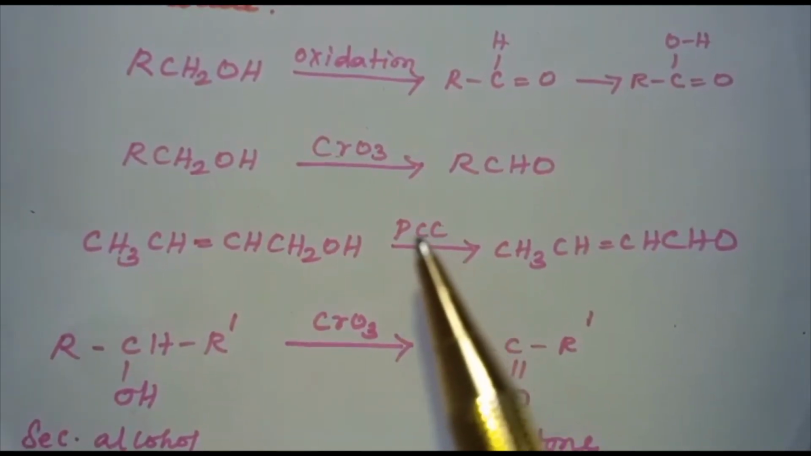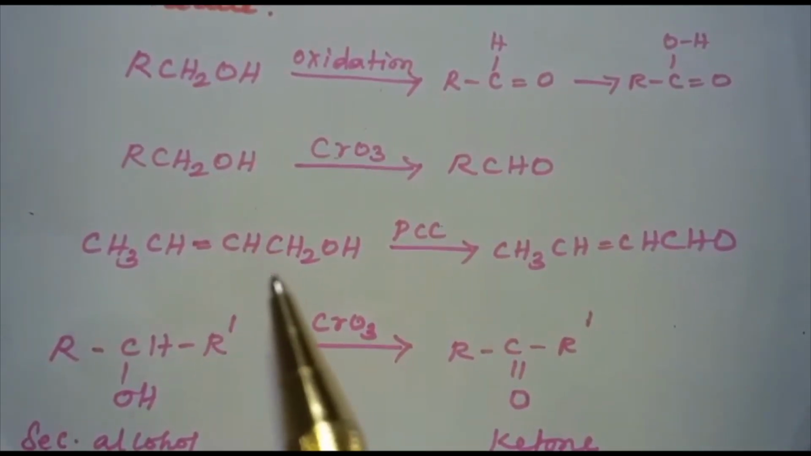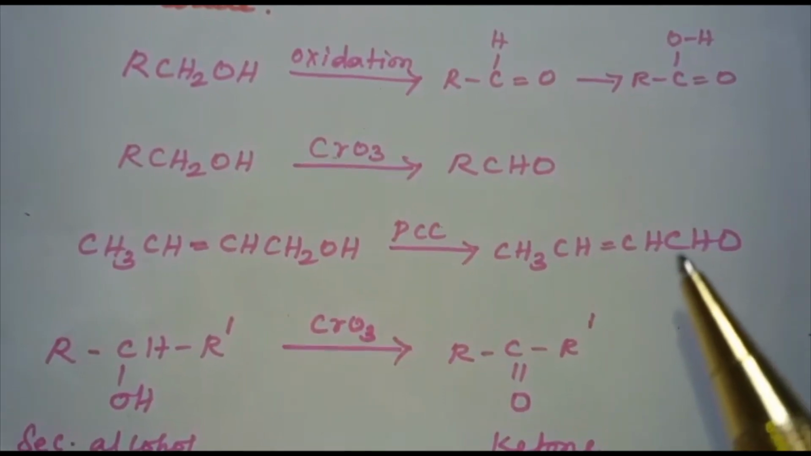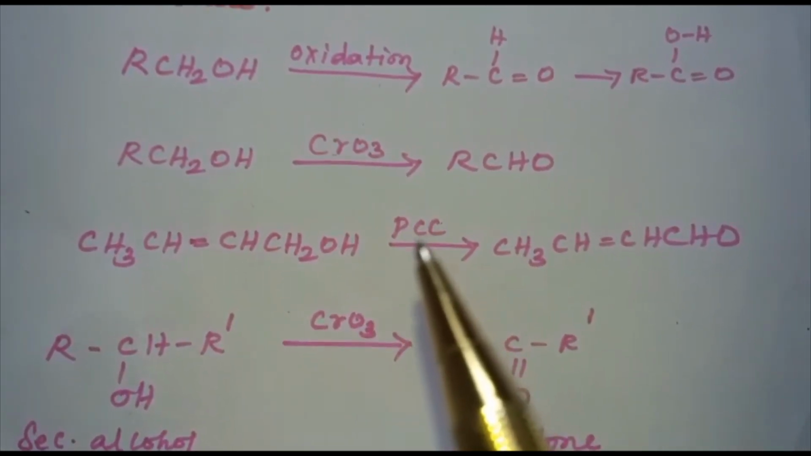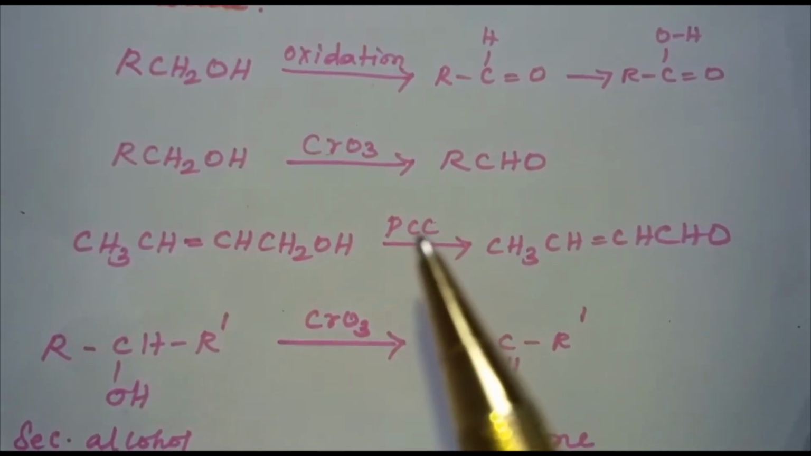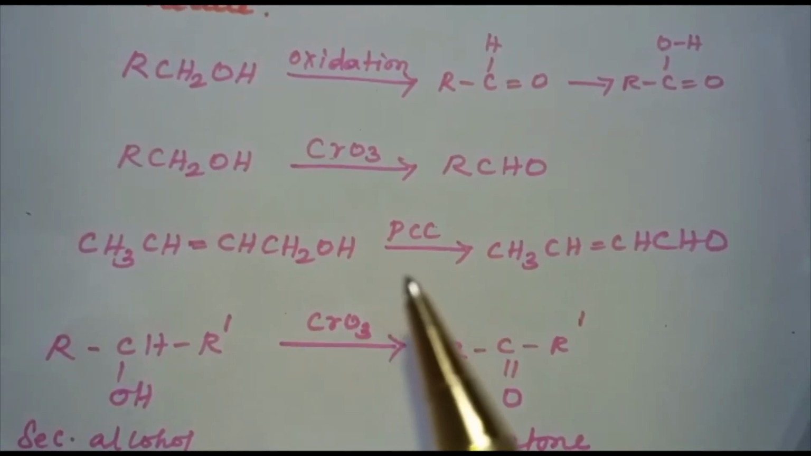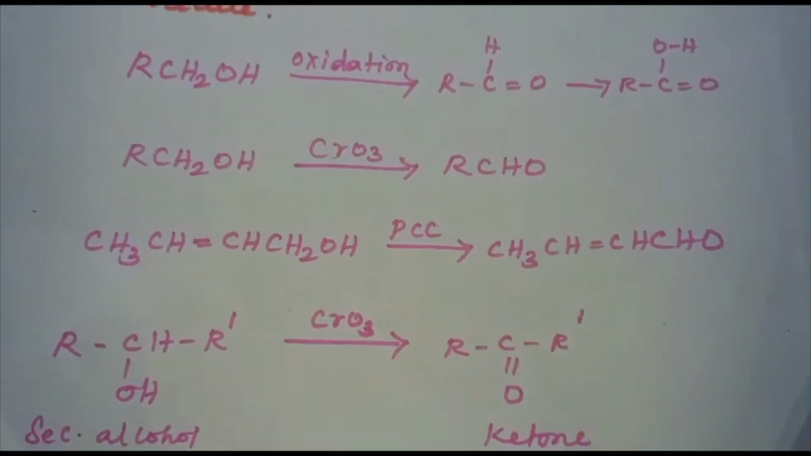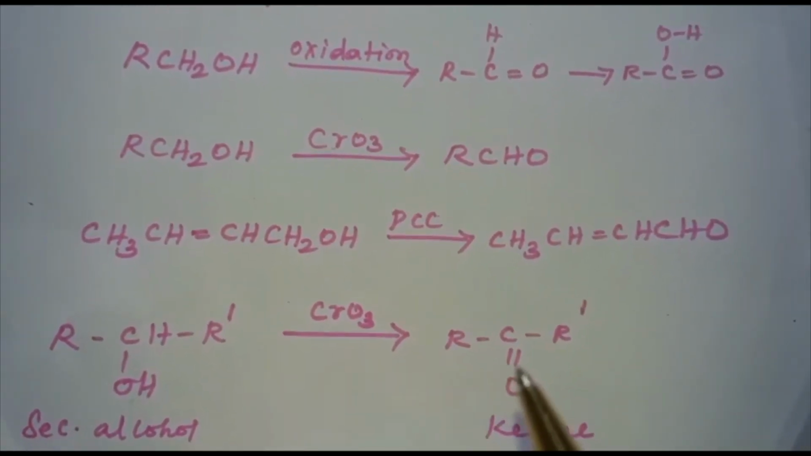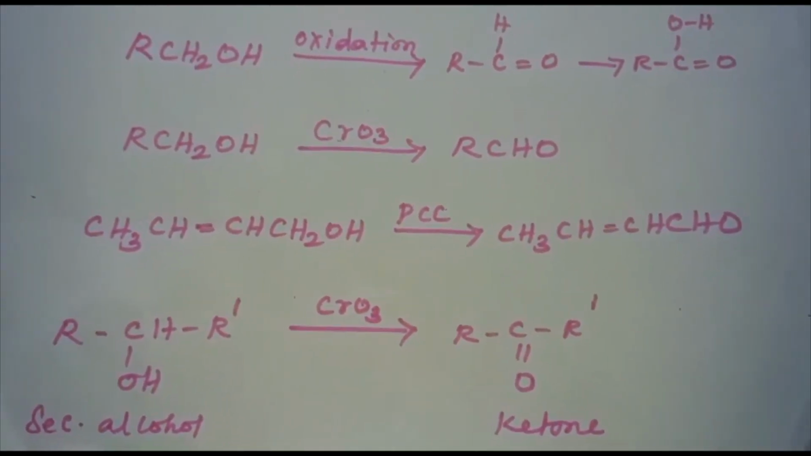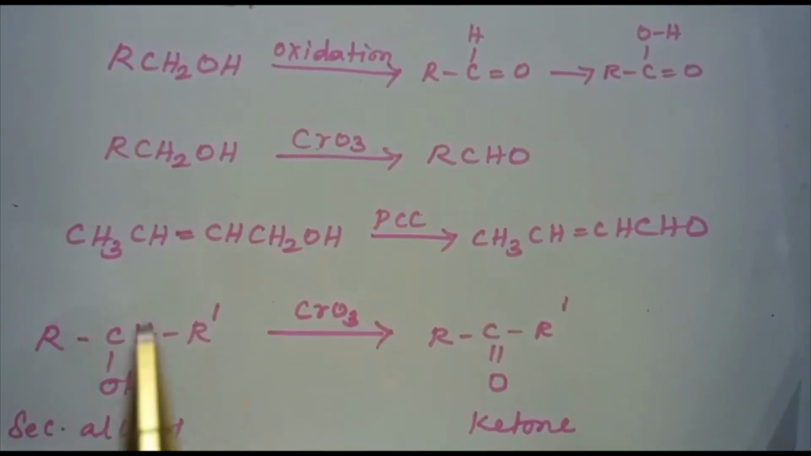In presence of PCC, the primary alcohol group gets oxidized to aldehyde. The oxidizing agent is PCC, which is pyridinium chlorochromate, a complex of chromium trioxide with pyridine and HCl. Secondary alcohols on oxidation give ketone. Tertiary alcohols do not undergo oxidation.